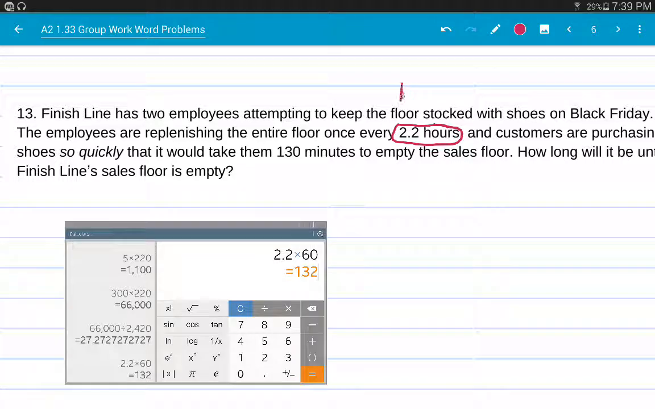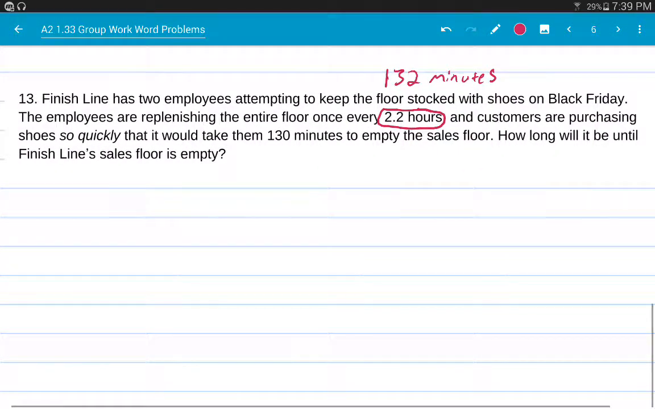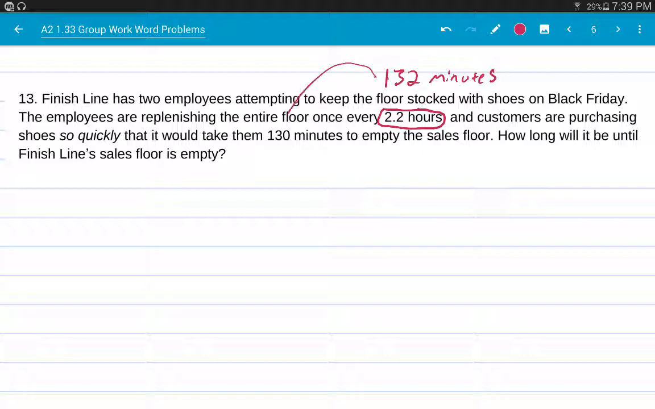132 minutes. Now this, given how close they are, is going to be a very big number because they're working at almost the same rate. 132 minutes and the other one is 130.